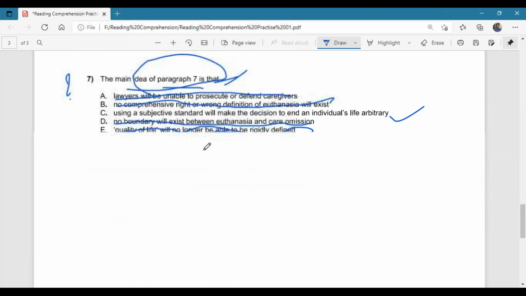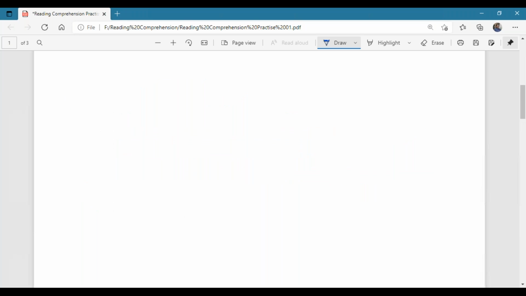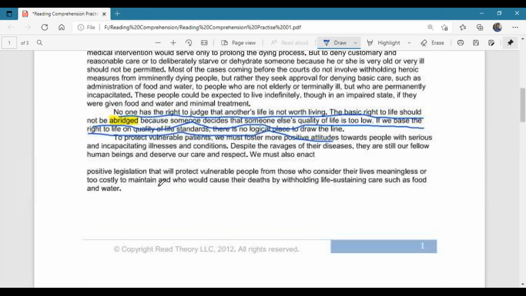Now, going back to question number 8. In the final paragraph, the author writes, despite the ravages of their disease, they are still our fellow human beings and deserve our care and respect. The main purpose of this statement is to what? Final paragraph. Look at the final paragraph. Guess the answer for question number 8.